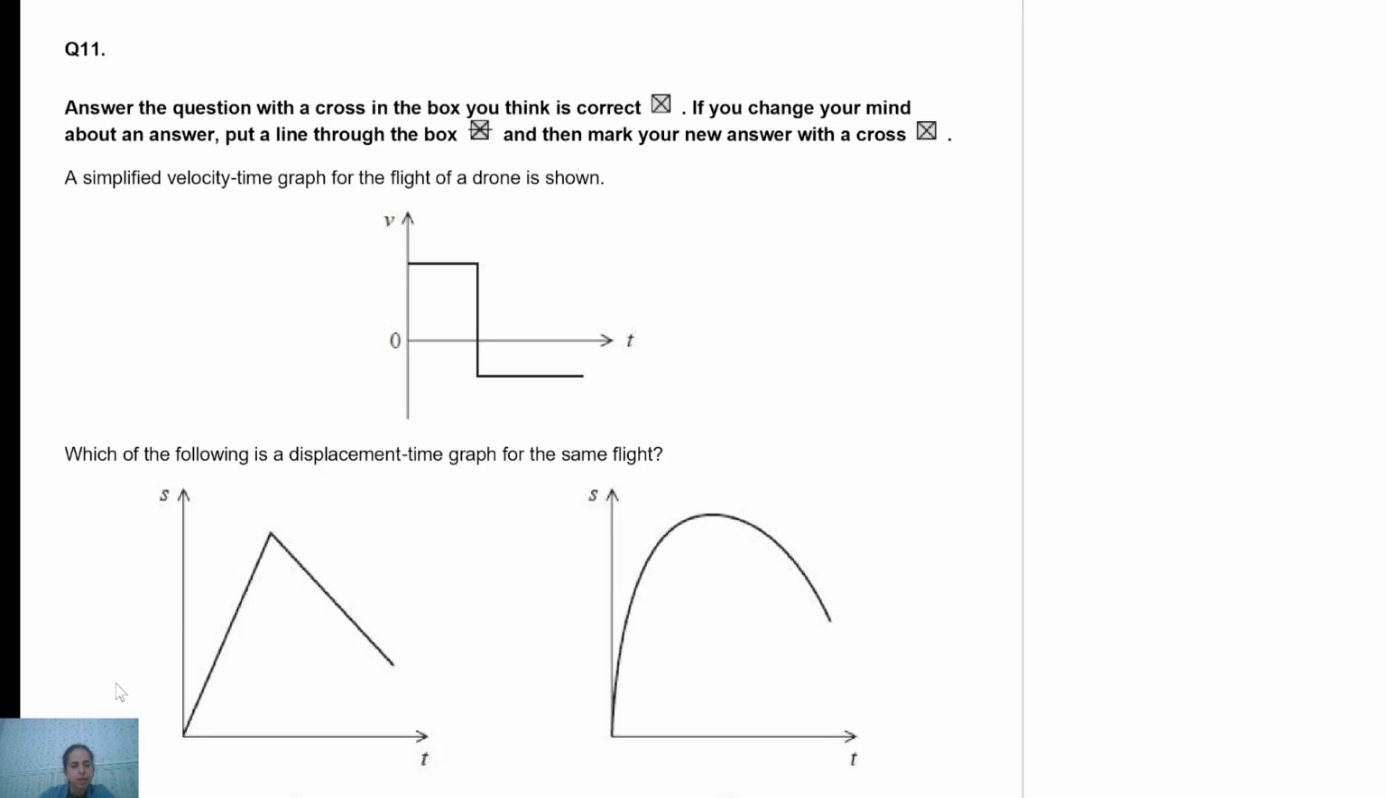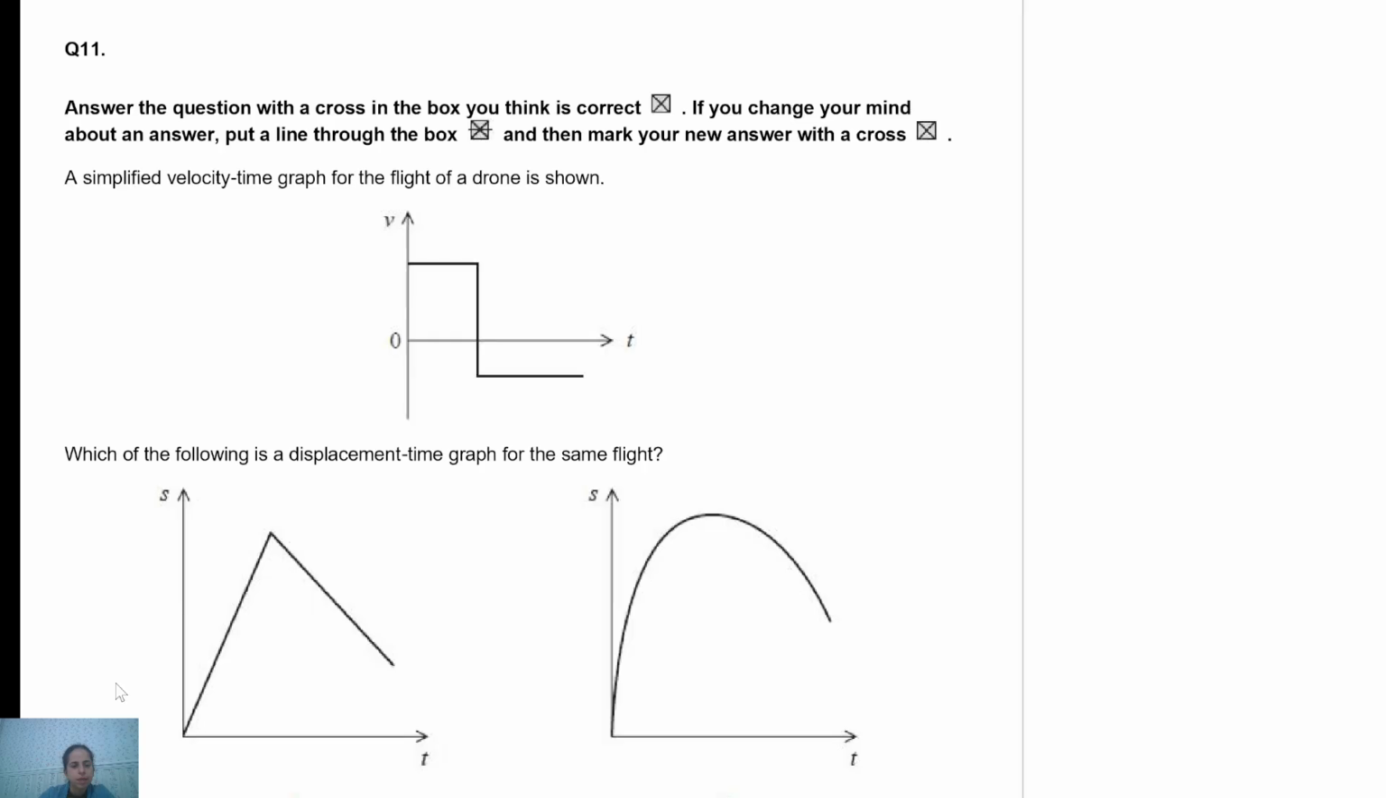A simplified v-t graph for the flight of a drone is shown. So before going here, let's see what's happening. What's happening to the velocity here? Constant velocity. So what does it mean? Acceleration is 0. Even here, the velocity is constant, so acceleration is 0. So now let's see what it asks.